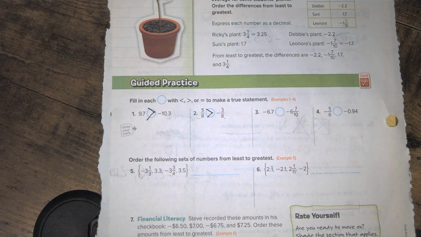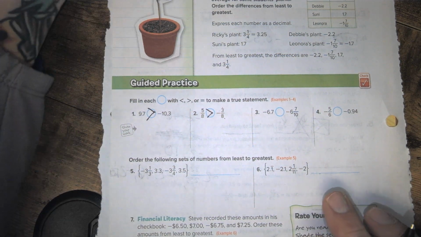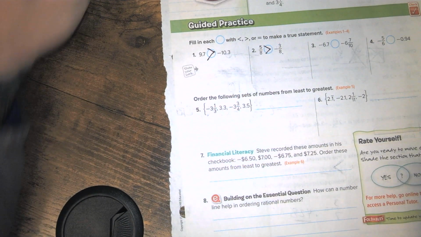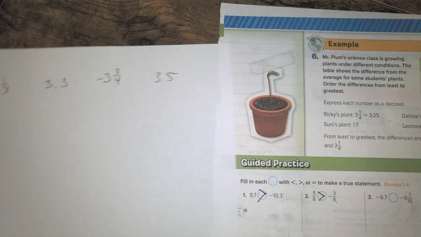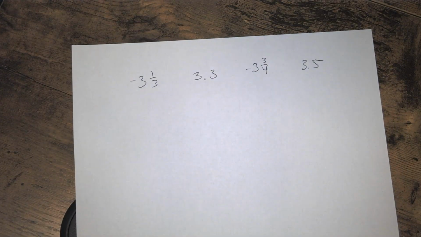All right, let's go ahead and jump to page 390 again. So jump to page 390. Okay, we're going to look at number 5. So now we have -3 and 1/3, -3 and 3/4 and 3.5. So they give us 4 numbers and they want us to order these from least to greatest per the directions.